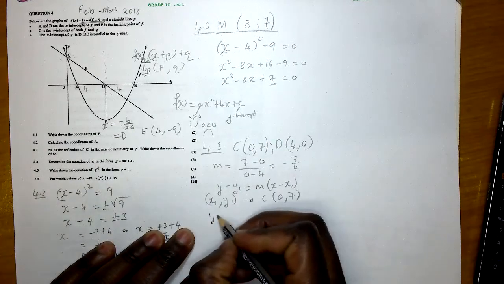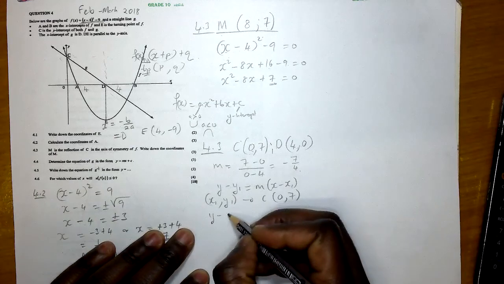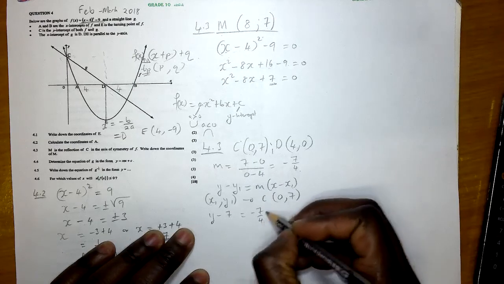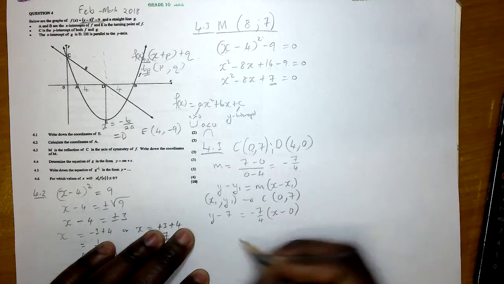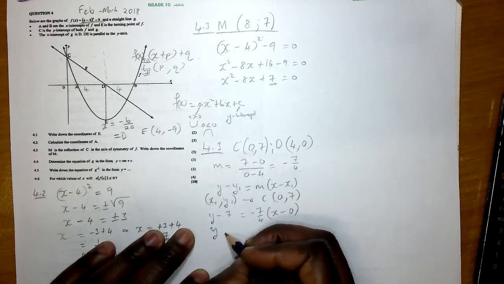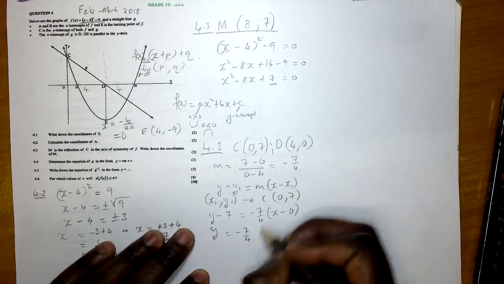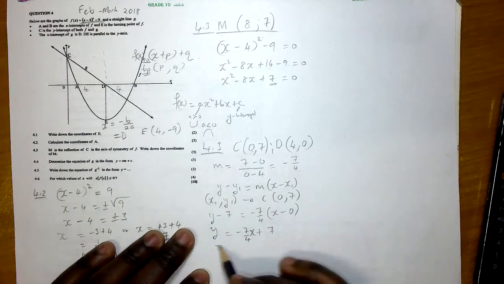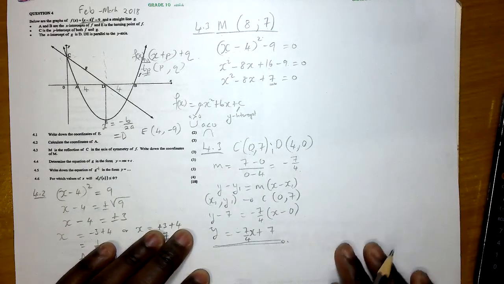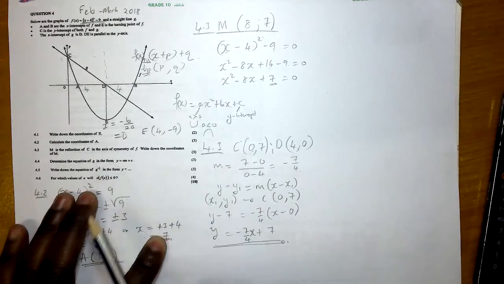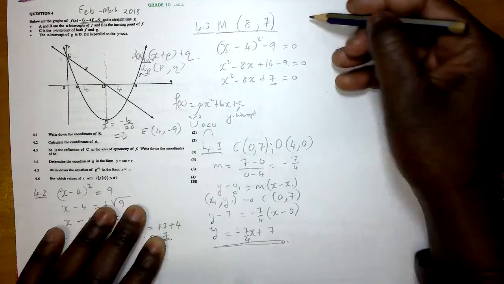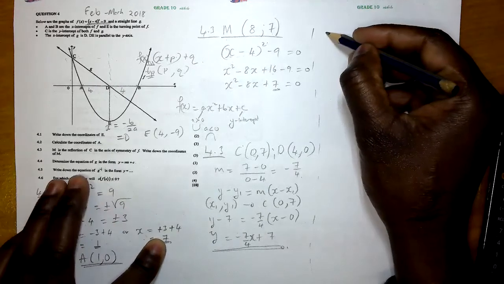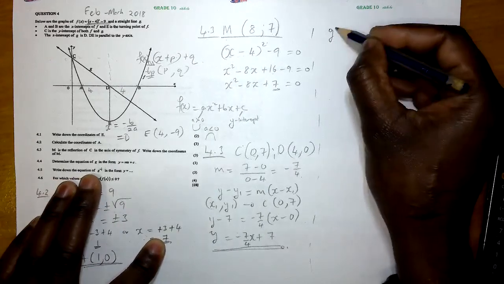So we'll say y minus y1, in this case y1 is 7, is equal to m, which is our negative 7 over 4, which is our gradient, times x minus x1, which is 0. Then we take y is equal to negative 7 over 4 x plus 7. That becomes our answer there. Then let's move on to the next question, which is 4.5.